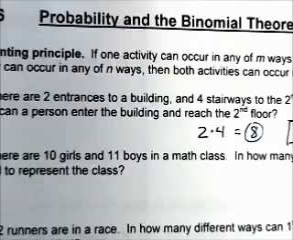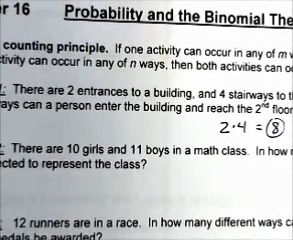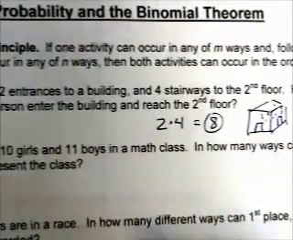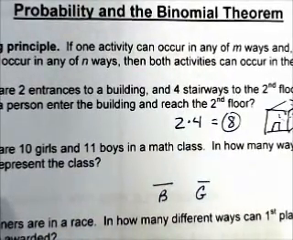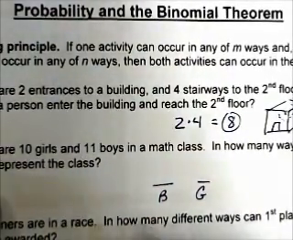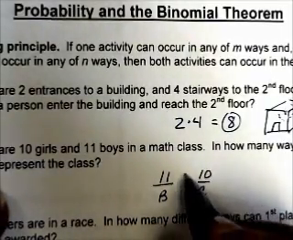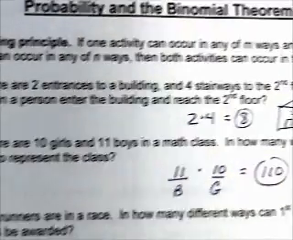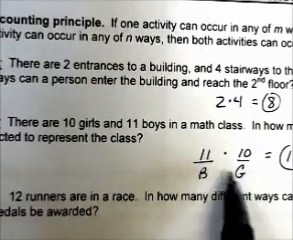Another example, there are 10 girls and 11 boys in a math class. How many ways can a boy and a girl be selected to represent the class? Well, we need a boy and a girl. How many boys are there to choose from? 11. And then there are 10 girls. So 11 times 10, which is 110. Oftentimes I'll use these kind of helpers, which I call slots.